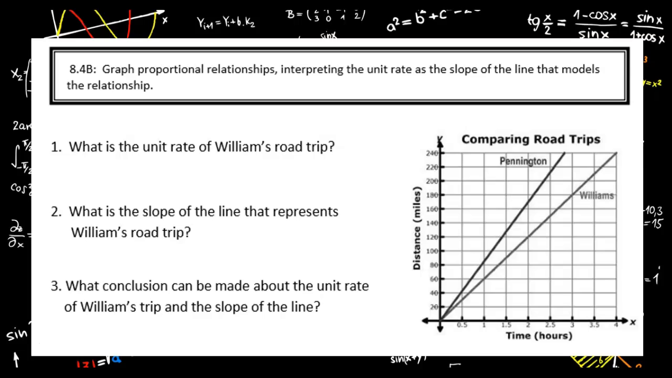Let's take a look. It says, what is the unit rate of Williams' road trip? Question 2 says, what is the slope of the line that represents Williams' road trip? And 3 says, what conclusion can be made about the unit rate of Williams' trip and the slope of the line? So press pause and then resume the recording whenever you are ready.